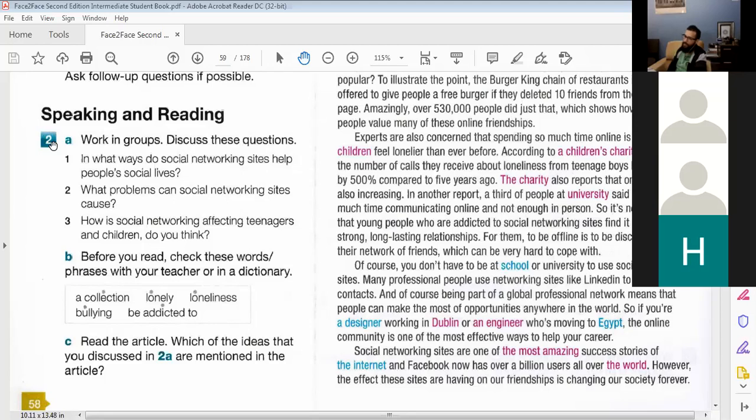Maybe on the good things about social media, or the bad things, or maybe the effect of social media on young people? Any additional points that maybe Hajar didn't mention? Me or Malak? You can start, Sana, and Malak can add her point.